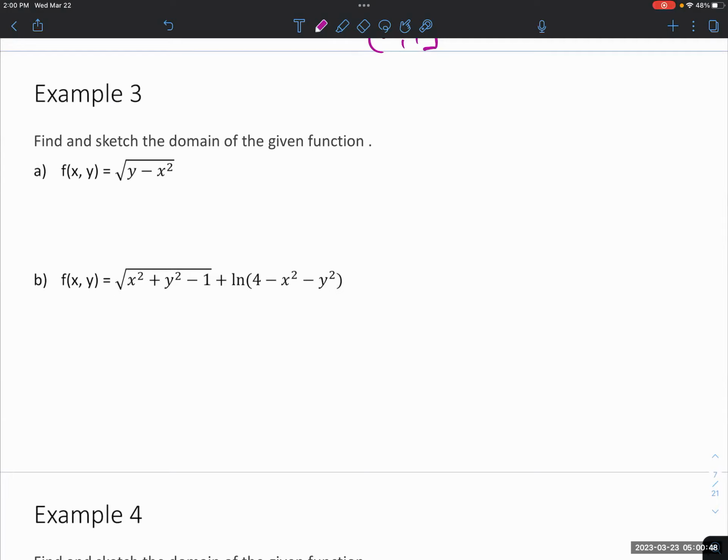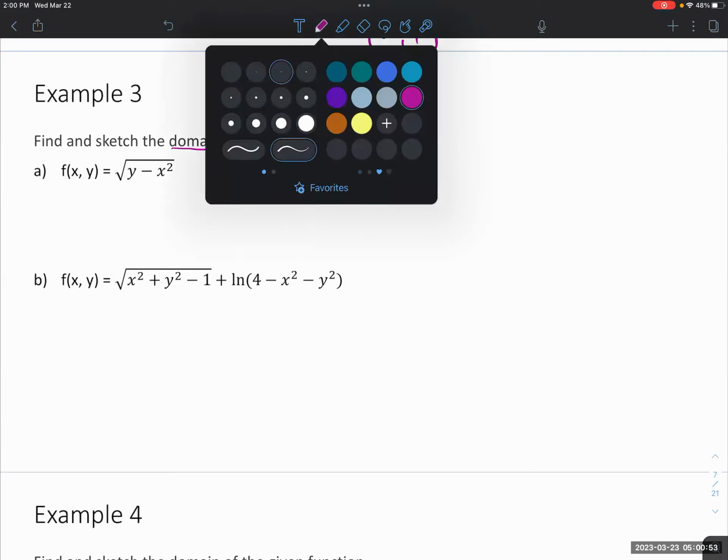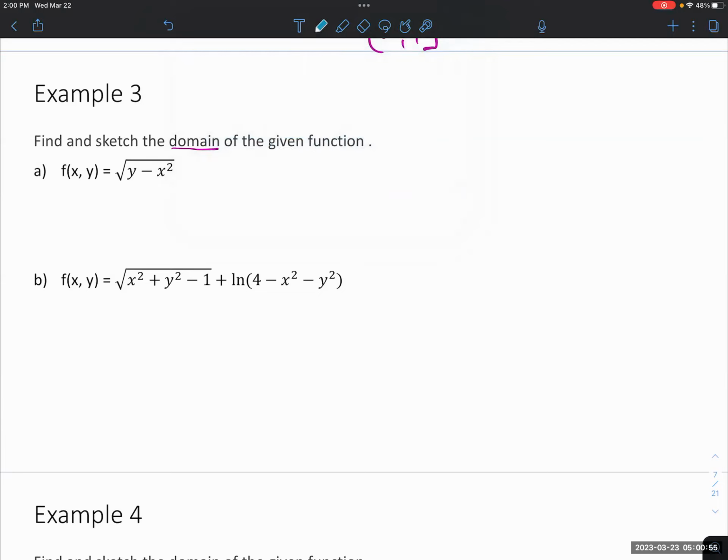This time they want you to sketch the domain only, so they don't ask you to find the range. Let's think about it. Just use the fact that the inside of the radical should be a positive number. So y minus x squared is greater than or equal to 0, which means y is greater than or equal to x squared. Do you feel something? This is a parabola, right? So what is going to be the domain?